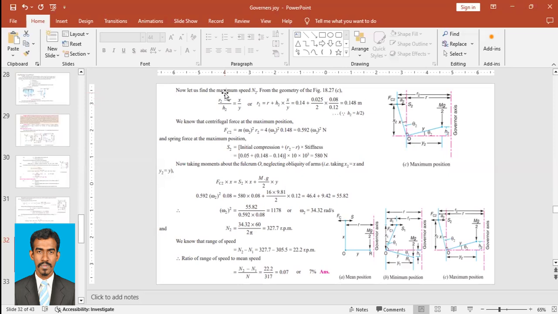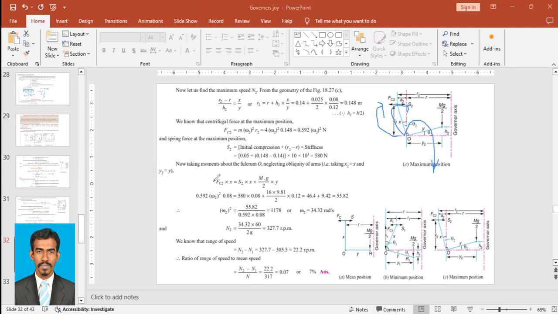By taking moments, because FC is in anti-clockwise direction and S is in clockwise direction, mg is also in clockwise direction. So FC into x is equal to S2 into x plus mg by 2 into y.